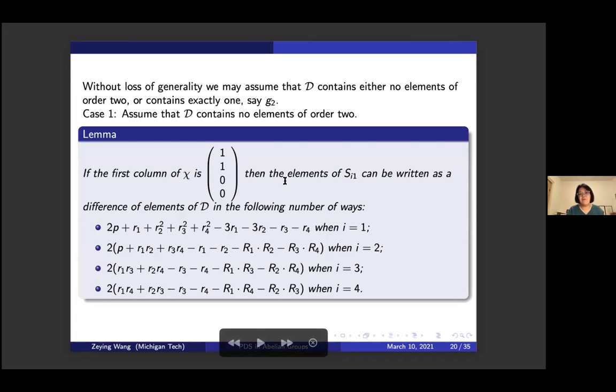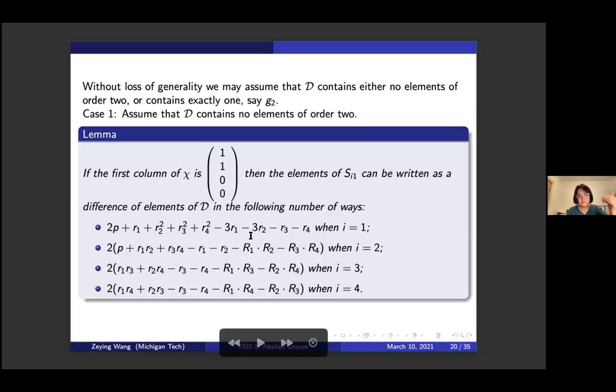And then we can describe the elements of Si1. So the first column can be written as a difference of elements of D in a different number of ways. So how many ways can you represent it as a difference of D? That's the first entry, the first row, first column, right? Okay, and then the second row, first column, and then the third row, first column, and then the fourth row and first column.